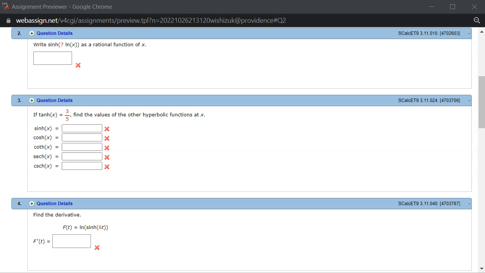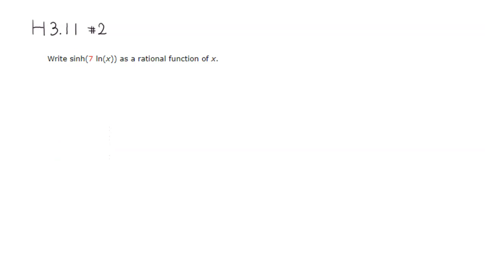All right, let's look at homework 3.11, problem number 2. We want to rewrite the hyperbolic sine of 7 times natural log of x as a rational function. So let's do that. We just have to write the definition. So you have a hyperbolic sine of 7 times natural log of x.